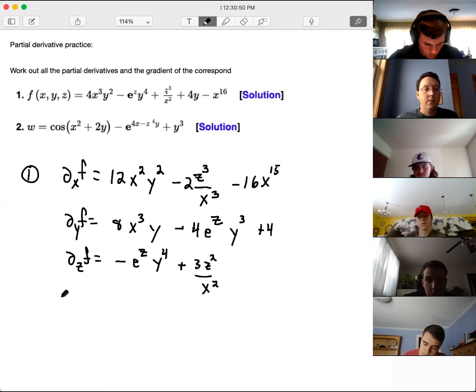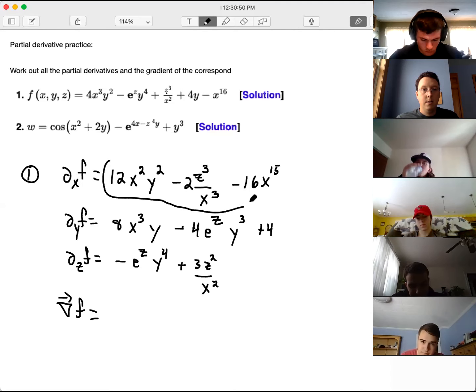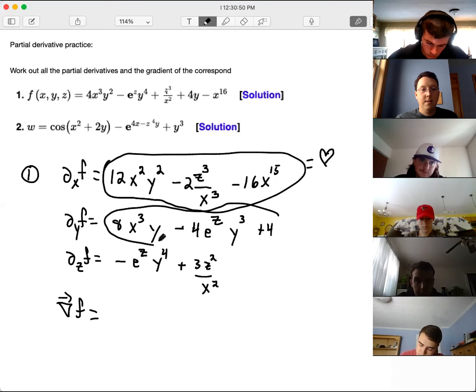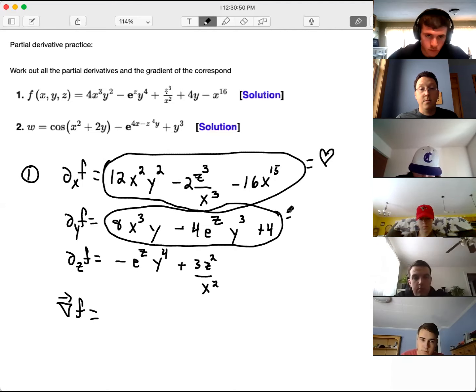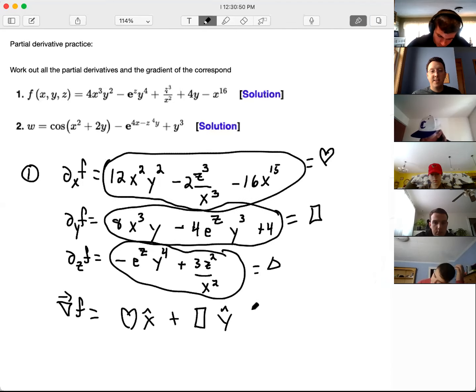Yeah? All right, so then if I wanted to work out the gradient on f, it would be, this is what you can do when you're the instructor, heart times x hat plus square times y hat plus triangle times z hat. I'm not going to rewrite all that.